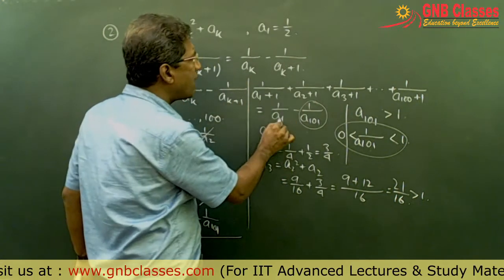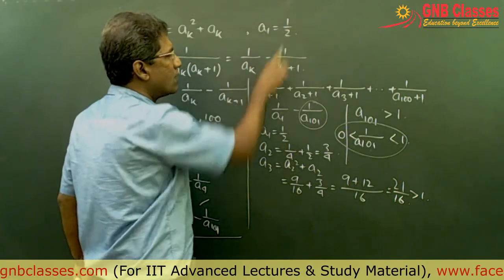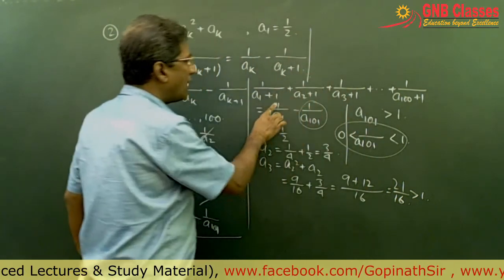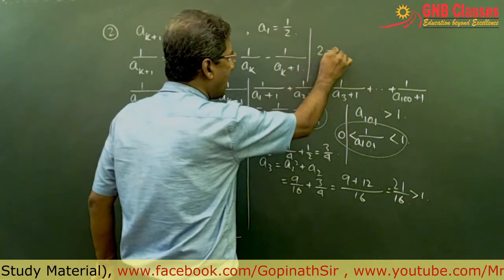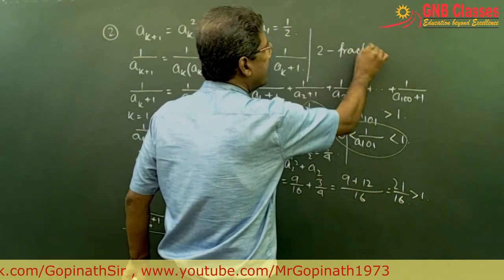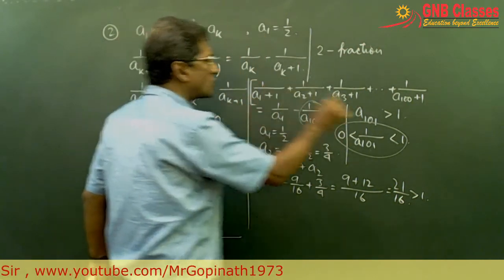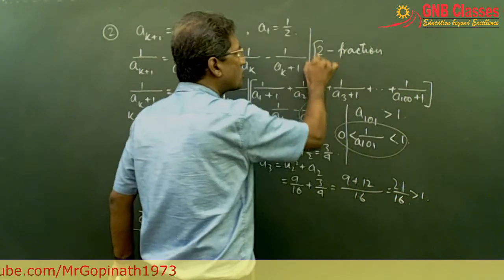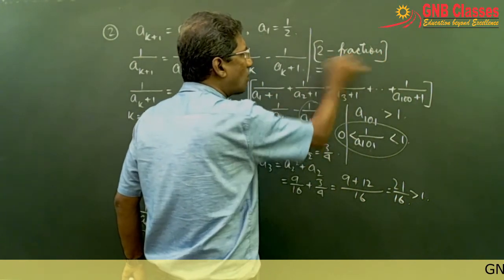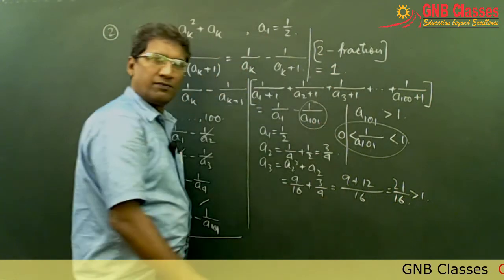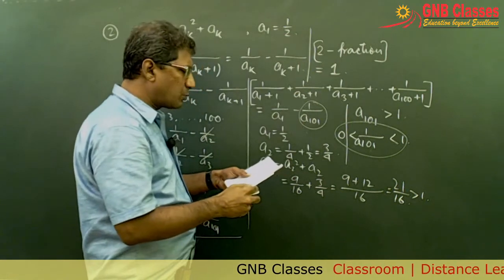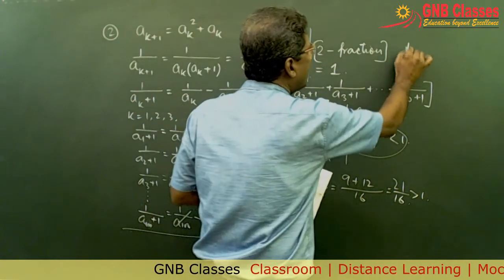Now 1 by a1. a1 is half. So 1 by a1 will give you 2 minus, this is a fraction. Is it clear? Now if I take the box of this part, so the box of this part, now 2 minus some fraction, and the box of that will give you what? 1. Is it clear? Therefore, the value of the given expression, which is p, is nothing but 1.